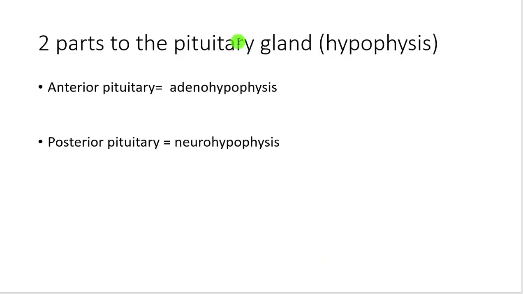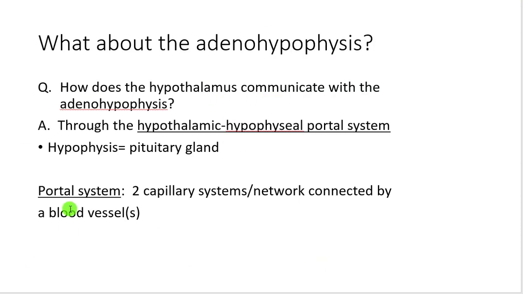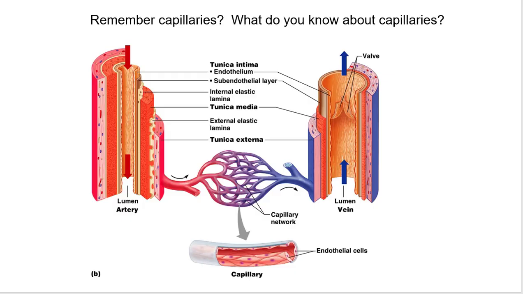Before we describe that a little bit more, let's just talk more about the anterior pituitary. So the question that we want to know, how does the hypothalamus communicate with the adenohypophysis? Again, aka anterior pituitary gland. And the answer is through this thing called the hypothalamic-hypophyseal portal system, which is two capillary networks connected by a blood vessel.